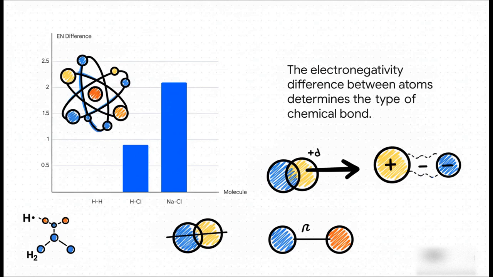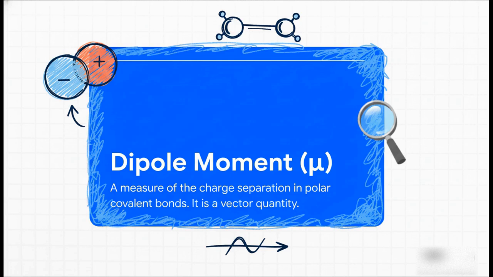Then you look at something like HCl. Chlorine is a real electron hog compared to hydrogen, so it pulls those electrons closer. That creates a polar covalent bond. And then you get to the extreme, like sodium chloride. The difference is just massive. Sodium basically gives up, and chlorine just snatches the electron entirely. That's an ionic bond.